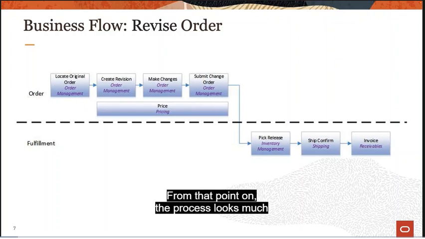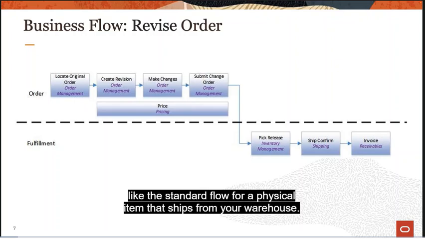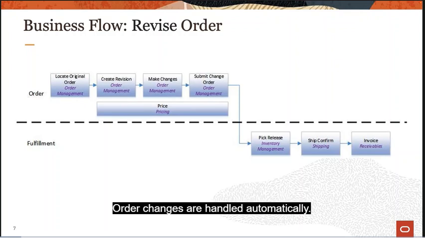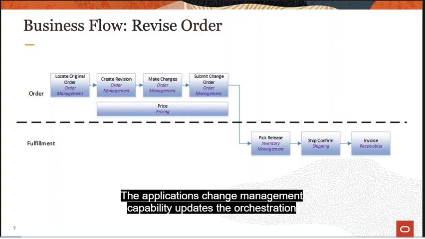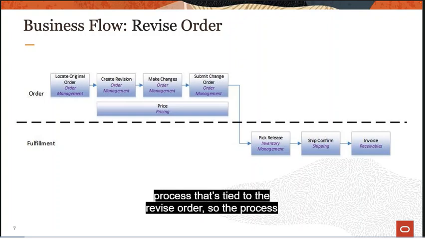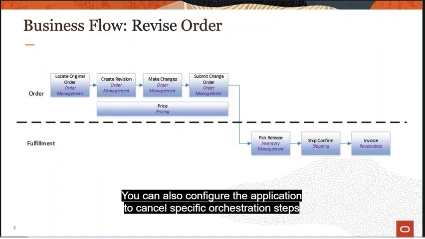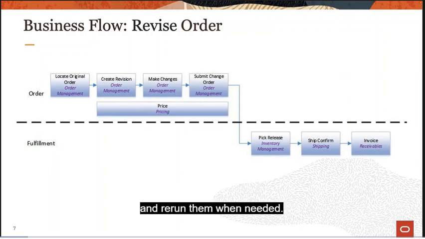From that point on, the process looks much like the standard flow for a physical item that ships from your warehouse. Order changes are handled automatically. The application's change management capability updates the orchestration process that's tied to the revised order, so the process stays aligned with the new order details. You can also configure the application to cancel specific orchestration steps and rerun them when needed.